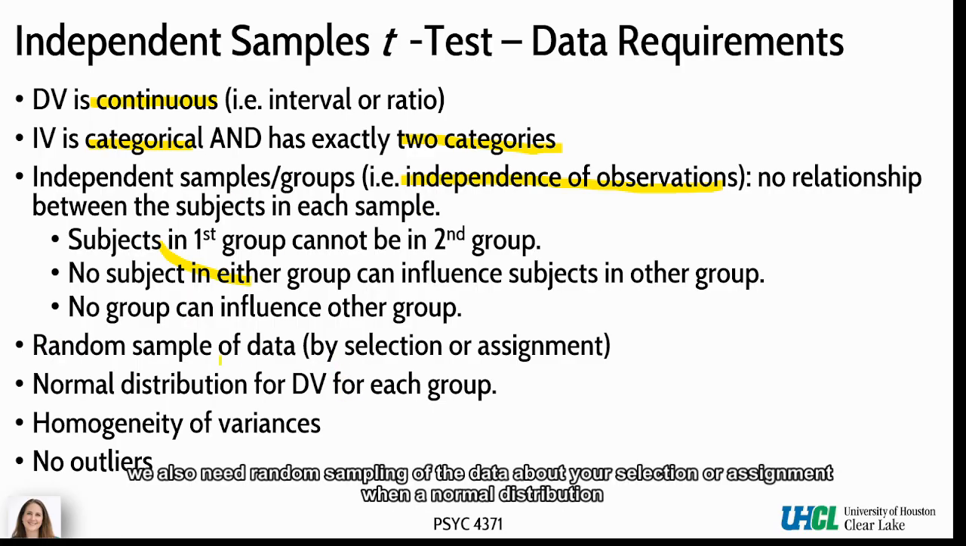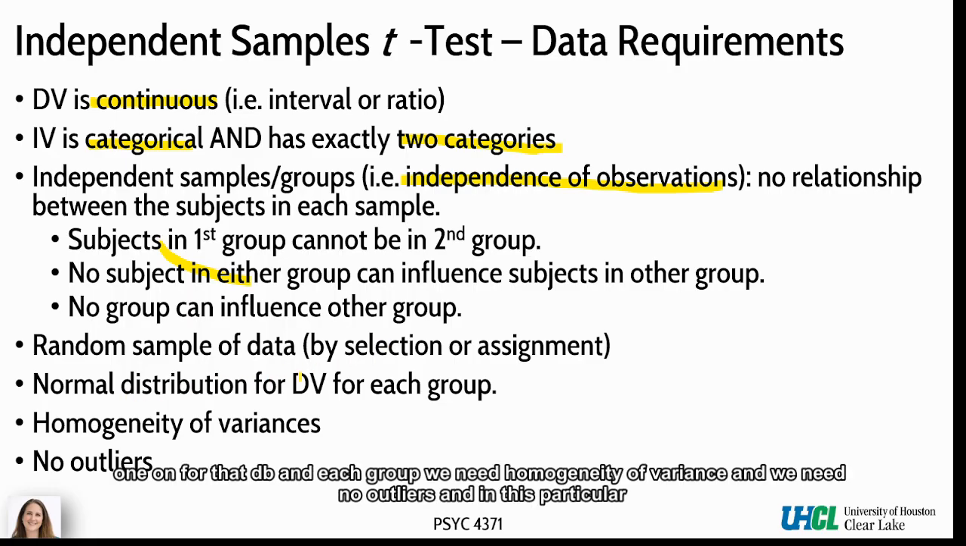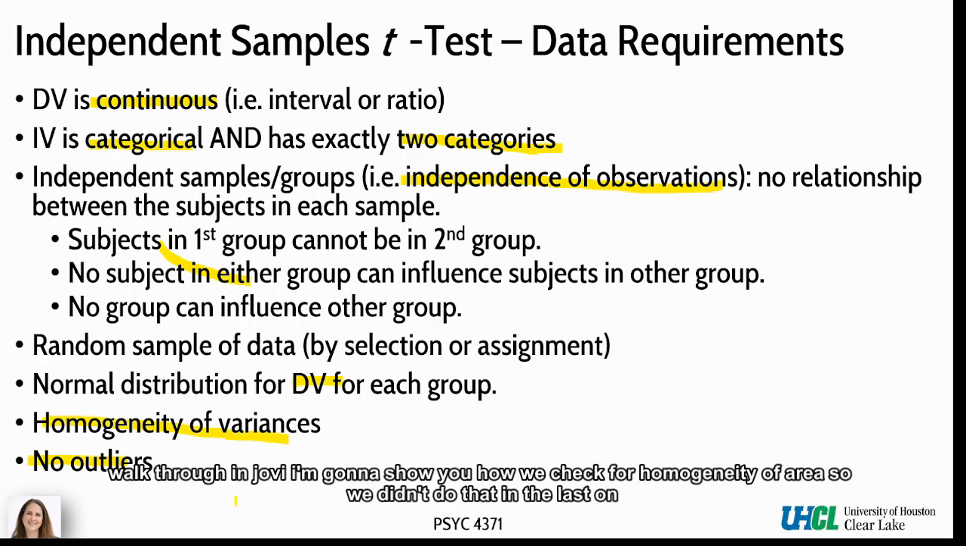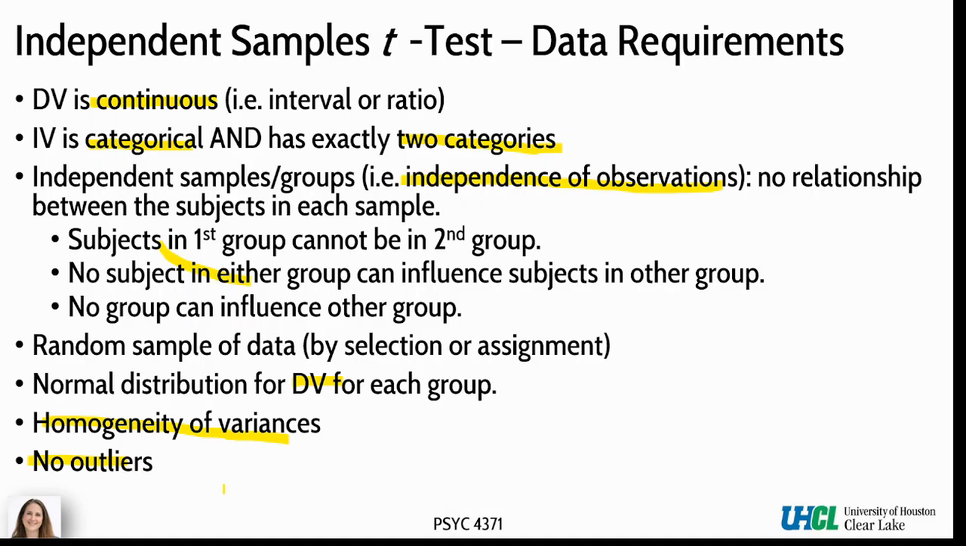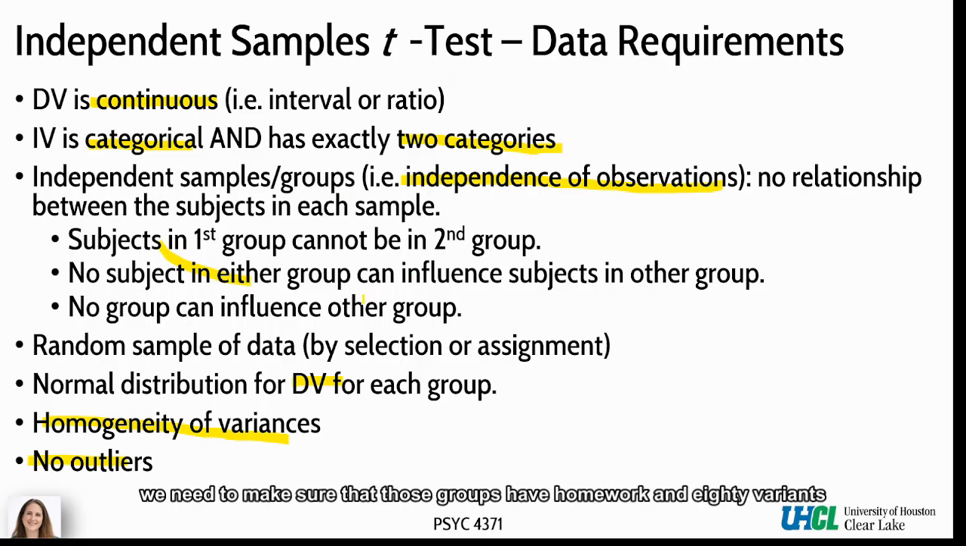We also need random sampling of the data by either selection or assignment. We need normal distribution for that DV in each group. We need homogeneity of variance, and we need no outliers. In this particular walkthrough in Jamovi, I'm going to show you how we check for homogeneity of variance. We didn't do that in the last example video, but in this one, since we're dealing with two groups, we need to make sure that those groups have homogeneity of variance.